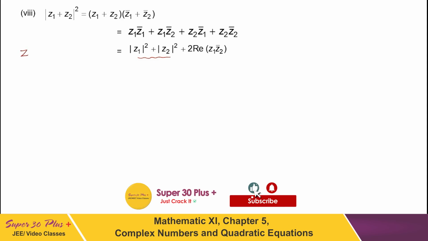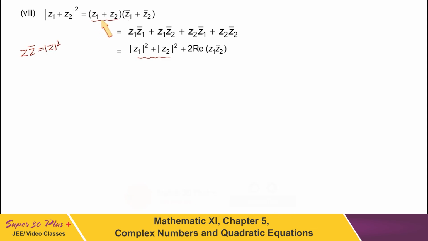Because as we know, z into z bar is equal to mod z square. That's why we can write it as z into z bar, and z bar is separated out. It is z1 bar plus z2 bar. Now we are going to multiply these two brackets and we can find this. And as we know, z1 z2 bar and z2 z1 bar, these two terms club and make two real z1 z2 bar, and z1 z1 bar is equal to mod z1 square and z2 z2 bar is equal to mod z2 square. So we can write mod of z1 plus z2 whole square is equal to this.